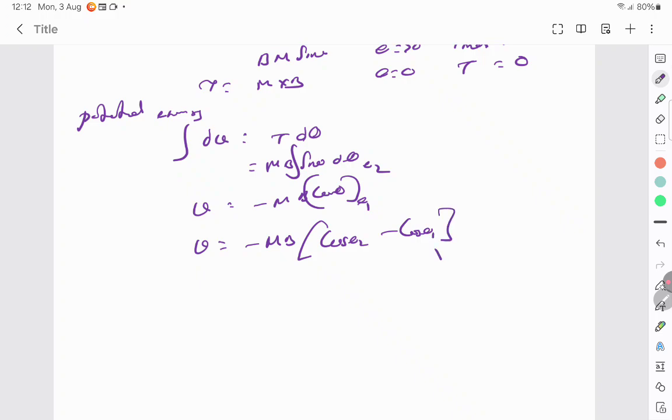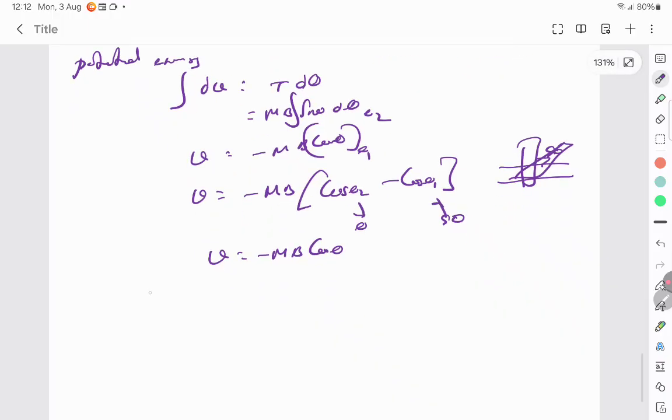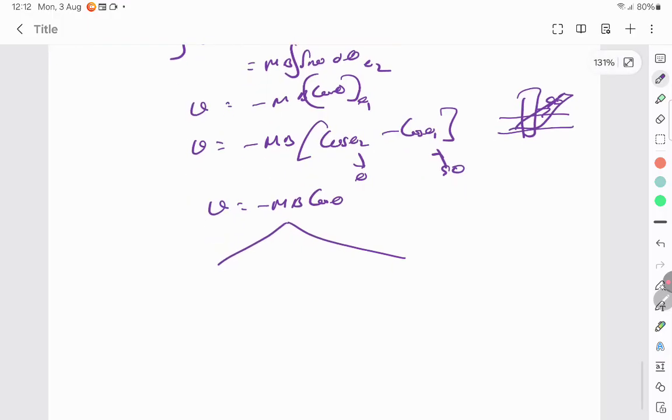We are considering the initial position of the dipole is 90 degrees and it's tilting through an angle theta. Theta 2 is theta, theta 1 is 90. So it will become minus mB cos theta, the final formula based on this condition. And here we're going to write the stable and unstable conditions from this.